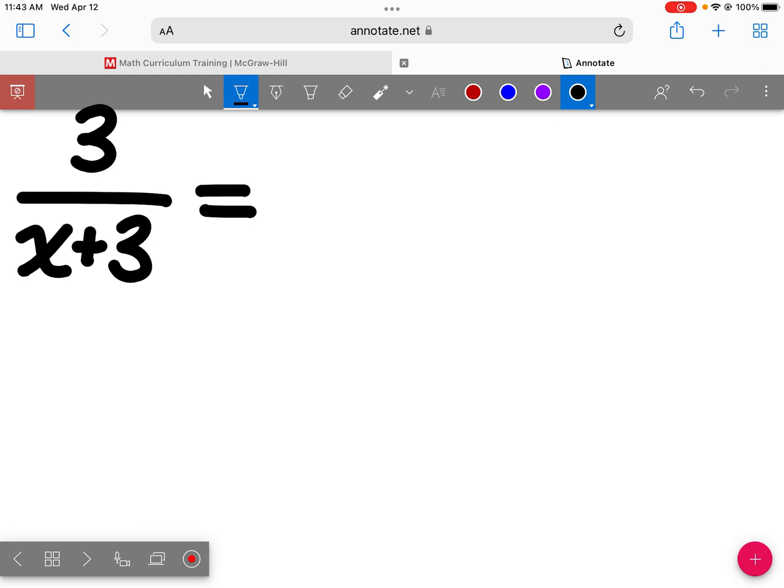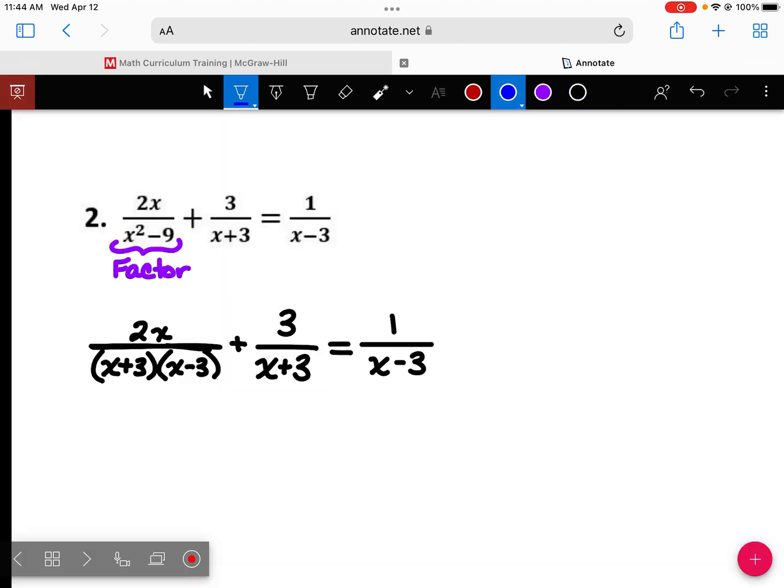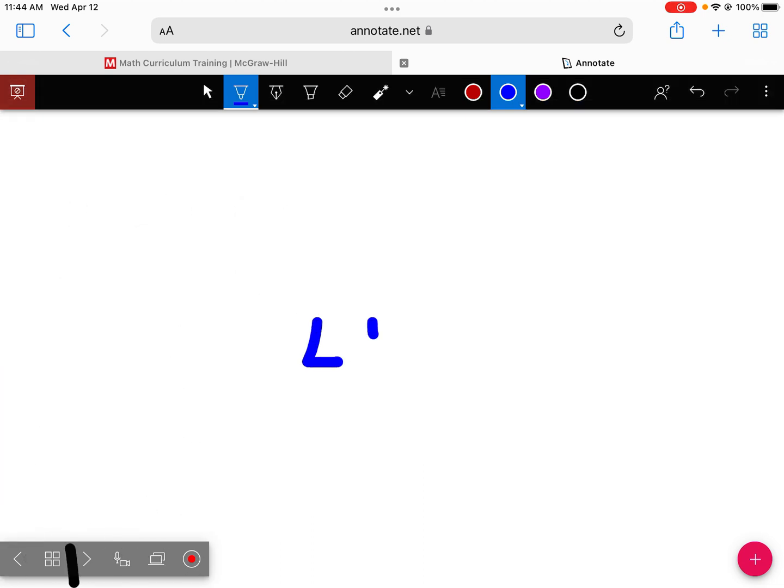This last fraction, looking at the denominator, will the last denominator factor? No. Because it doesn't have what or what? Doesn't have an x squared, doesn't have a GCF, a greatest common factor. So I'm just going to bring it down. 1 over x minus 3. Have we factored all of the denominators now? Yep. That means we're ready to find our LCD.